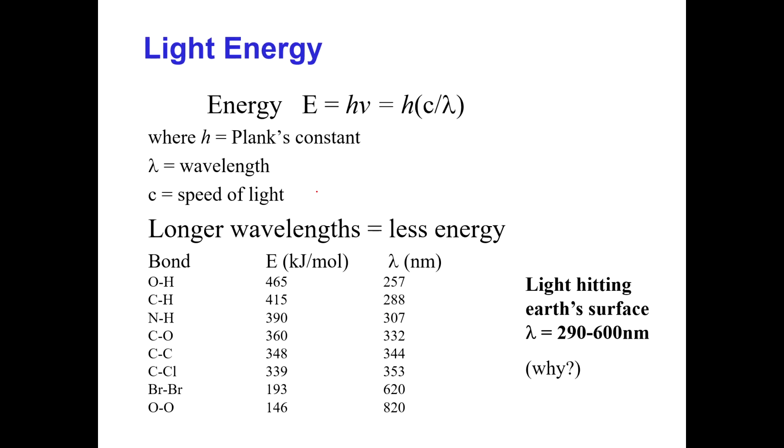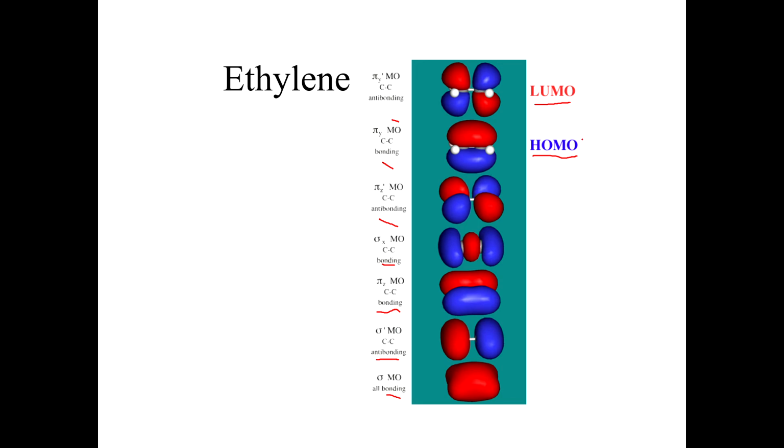Okay, so how does this affect us? Well, there's a certain amount of energy it requires to get from the HOMO to the LUMO, right? And so the question is, does the sunlight that is hitting our molecule have enough energy to get our electron to move from the HOMO to the LUMO? Maybe it just doesn't have enough energy.